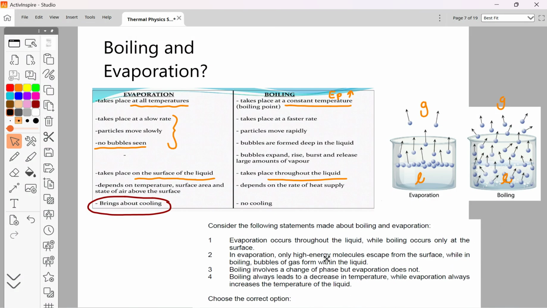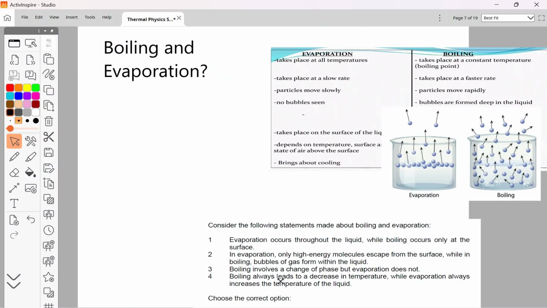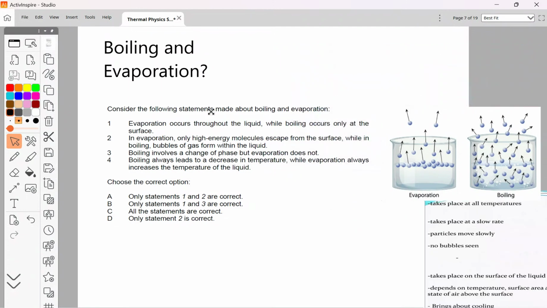Again, this is a past paper question that we had. I don't know if it was last year, but it's from a past paper. They are talking about evaporation and boiling again to make sure that you know the difference. So you needed to choose: evaporation occurs throughout the liquid. That one is wrong because it is exactly swapped around. So it was not one.